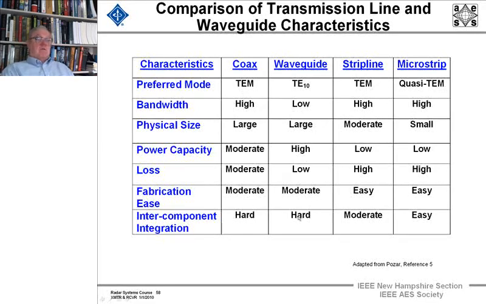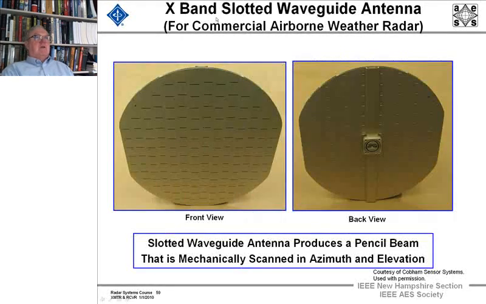You have to worry about the losses, and I think I showed you one example of the complex monopulse feed with one waveguide network earlier. And integration is moderate with strip line, and very easy with a microstrip. First of all here, before we get into the next phase, here's to show you some examples.